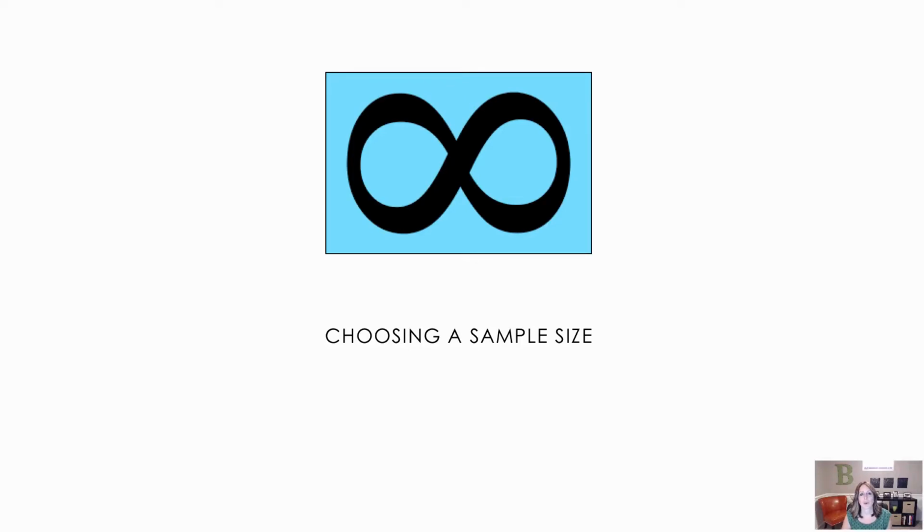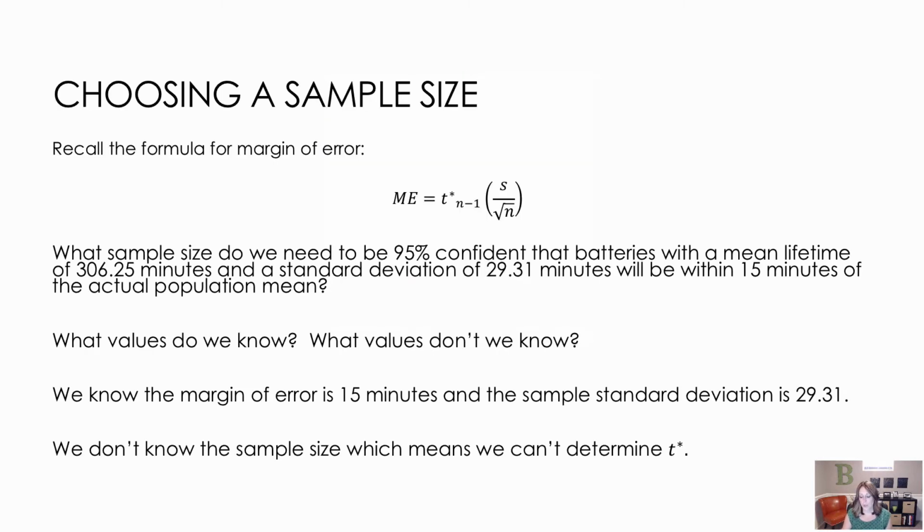Last week, when we were dealing with proportions, we did some practice in finding what our sample size should be for a given margin of error. So if you'll recall, we did some calculations with the margin of error, and previously we used the formula: the margin of error equals z star times the square root of p hat q hat over n.